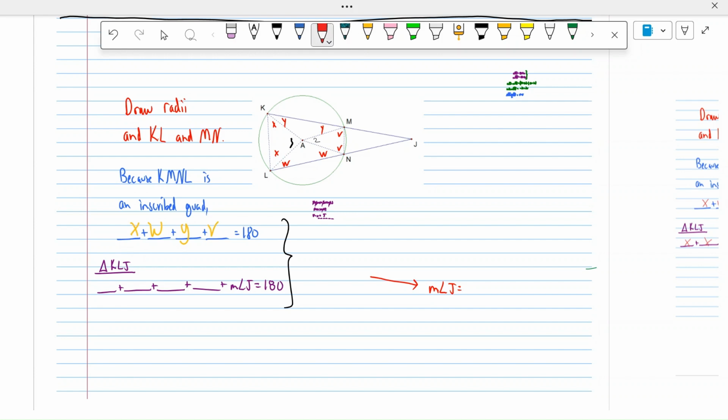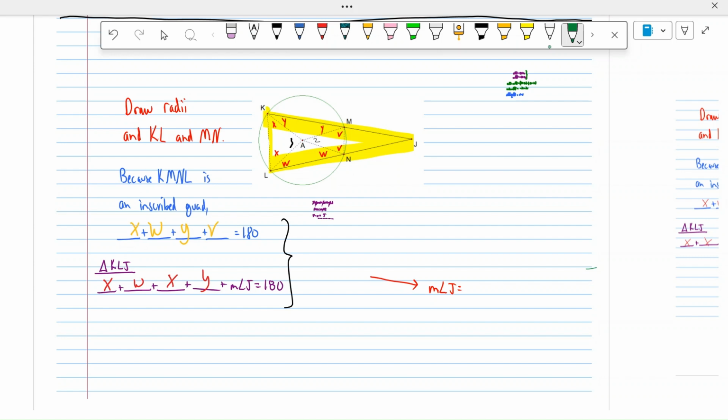Next step. Since we have triangle KLJ, those angles add up to 180 degrees. So X plus W plus J plus Y plus X equals 180. So X plus W plus X plus Y plus J equals 180. So then, using the transitive property, since this equals 180, and since this equals 180, we can set those equal to each other. And I'll go ahead and put that up here.